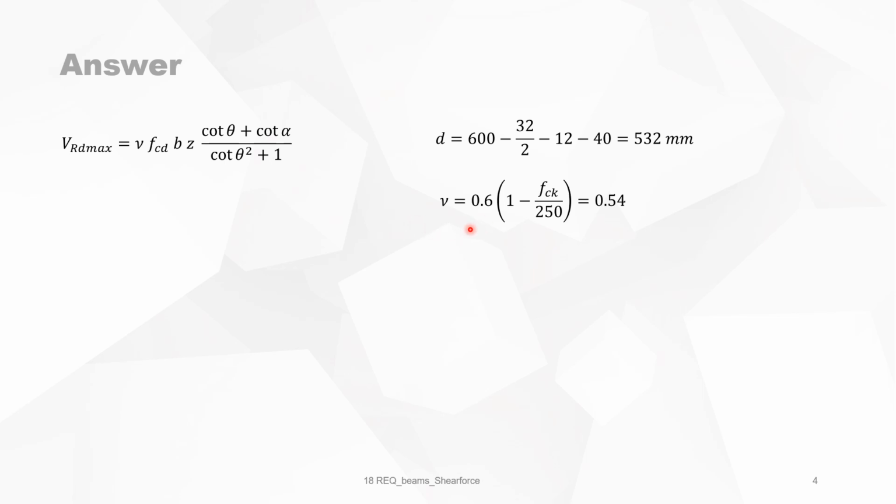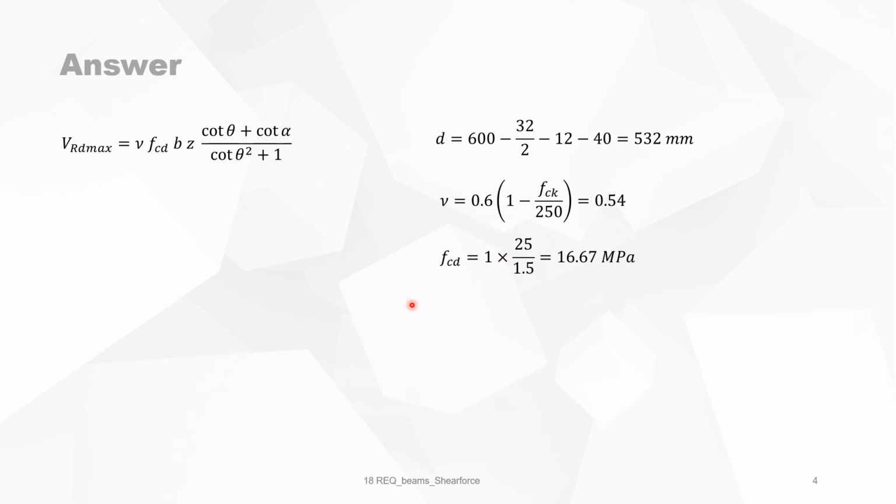Nu is the coefficient for the strength reduction, and to reduce FCD, the concrete compressive strength, you multiply it by nu, and nu is equal to this expression and gives you, for FCK equals 25, 0.54. FCD is the design value of the compressive strength of the concrete. Just notice that alpha CC is, according to the Belgian annex, 0.85, but only for bending and normal force.